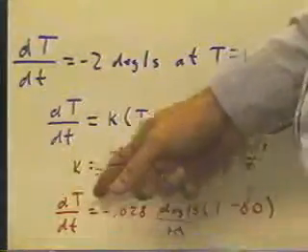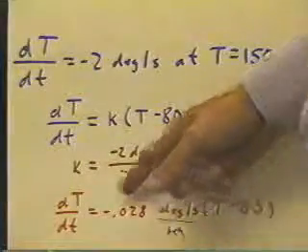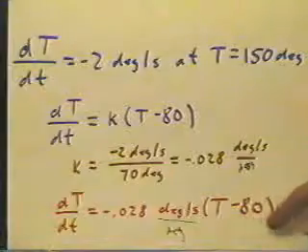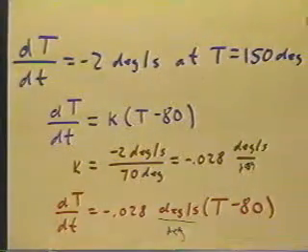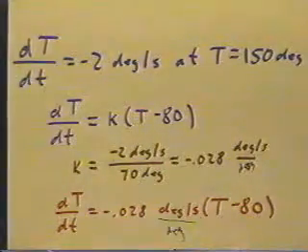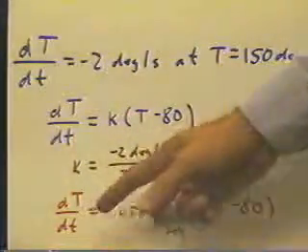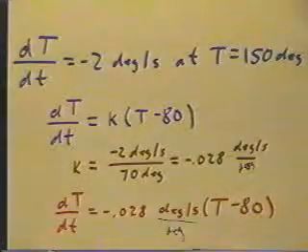Anyhow, we end up with the differential equation dT/dt equals -0.028 per second times (T minus 80). This equation allows us to determine the rate at which the temperature changes if we know the temperature.